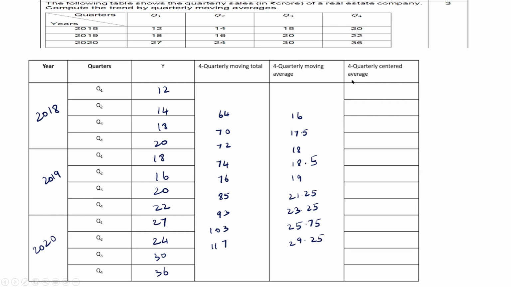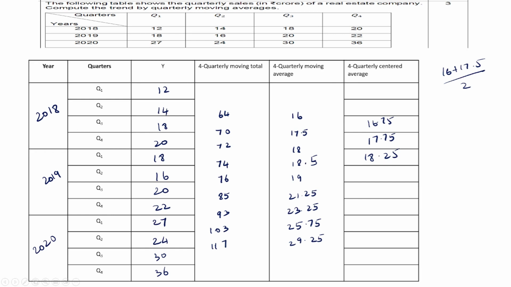As a result, we are finding the 4 quarterly centered average, which is the average of these two data. So it is the average of 16 and 17.5. That is 16 plus 17.5 divided by 2, it is 16.75. Similarly, the average of 17.5 and 18 is 17.75. Then we have the average of 18 and 18.5, which is 18.25.